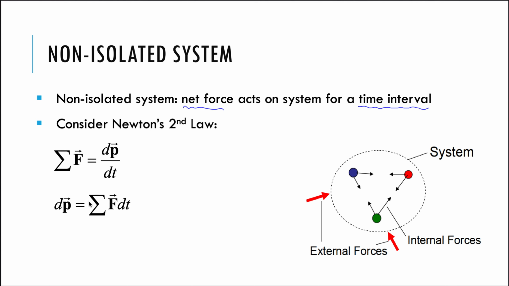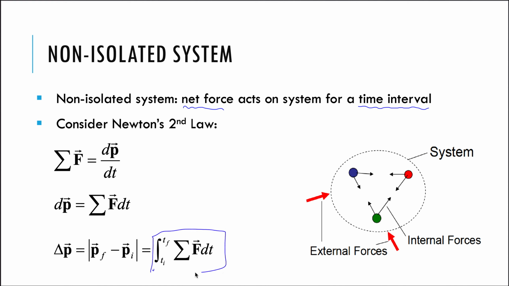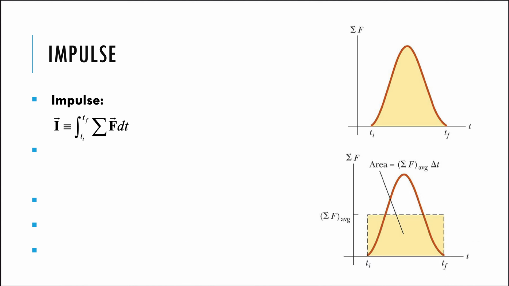Now we can integrate both sides. When we integrate the left-hand side, we get the change in momentum. When we integrate the right-hand side, we're going to get the integral of this net force dt. The reason we started off by looking at this non-isolated system in which there is a net force acting is because we get this integral. And this integral of the net force dt here is a very important integral that gets its own name. And that name is the impulse. So we just saw that the change in momentum was equal to this impulse.